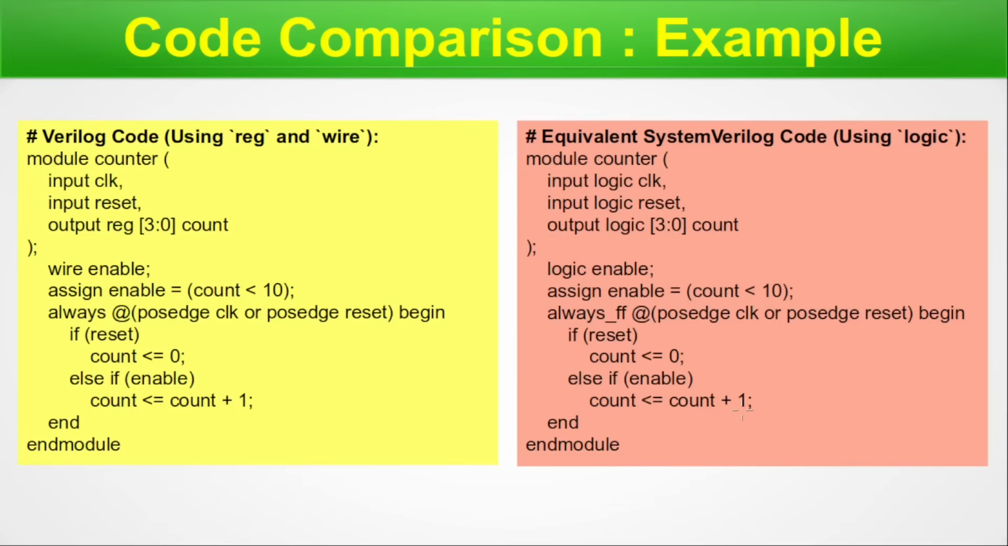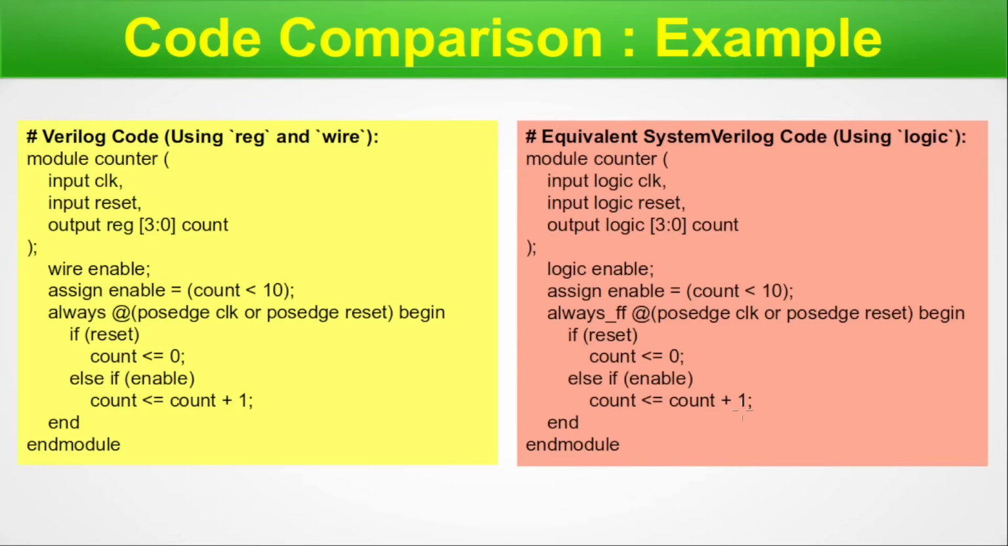Here the reg and wire are replaced with logic, which can be used in both combinational and sequential logic. The always block is also replaced with always_ff, which is specifically designed for sequential logic. This change makes the code thinner, easier to understand and easier to code also.